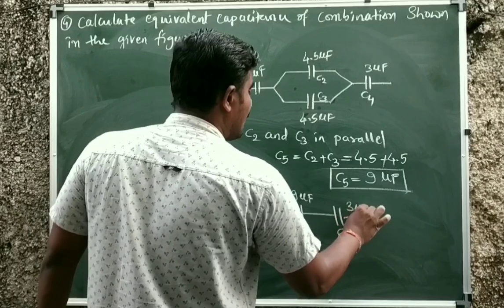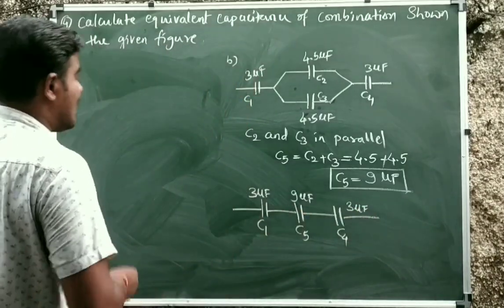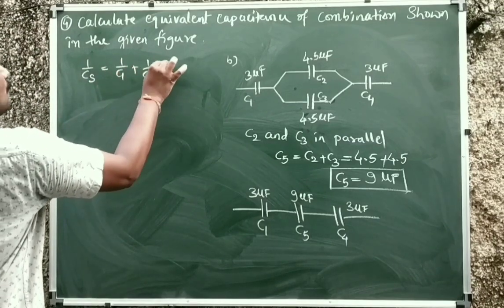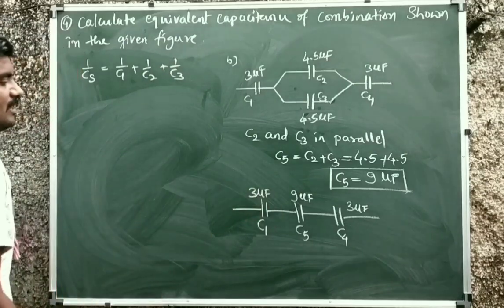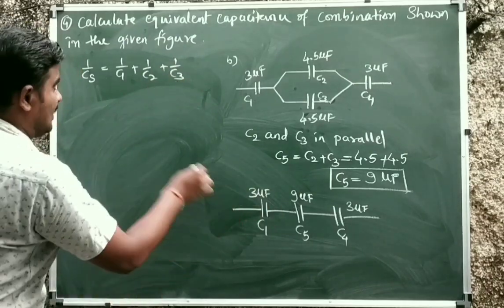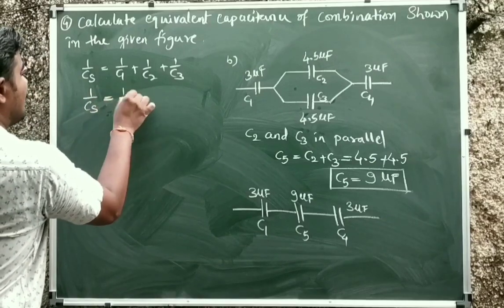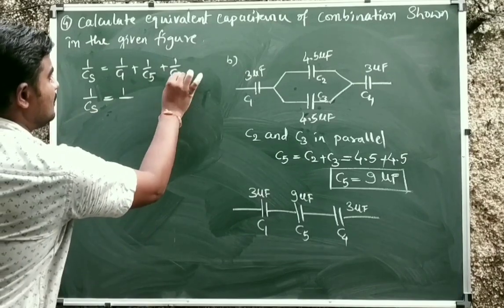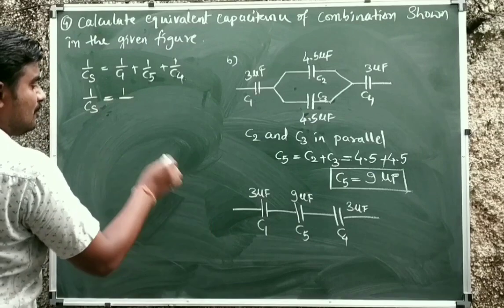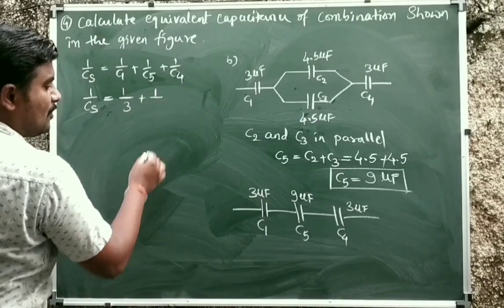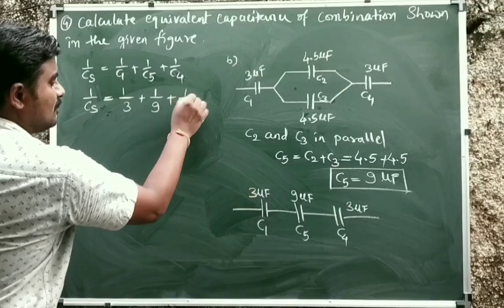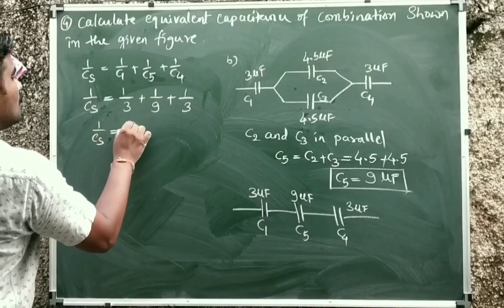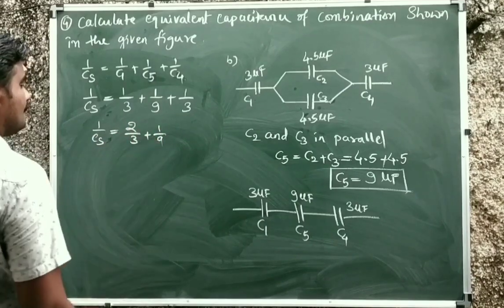And C4 is 3 microfarad. Now these three are connected in series, and the series formula is 1 divided by Cs equal to 1 by C1 plus 1 by C2 plus 1 by C3. 3 capacitors are there, therefore up to C3 I am supposed to write. So 1 by Cs is equal to 1 by C1, it is not C2, it is C5, and this is C4. According to this formula, C1 value is 3, C5 value is 9, and C4 value is 3. So 1 by Cs is equal to 2 by 3 plus 1 by 9.